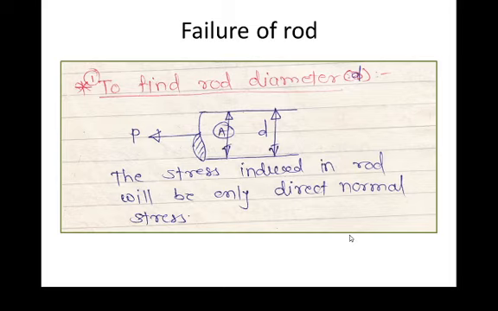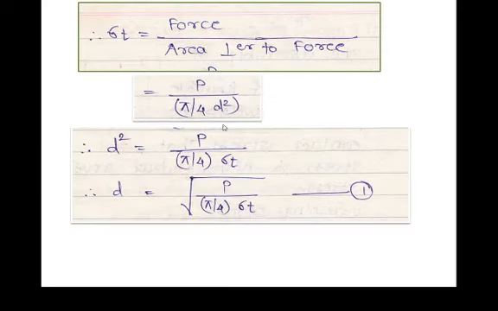Now first of all, we need to calculate the diameter of the rod. The rod is subjected to tension. Generally, knuckle joints are used in tension only; they are not preferred for compressive loads. As it is subjected to tension, sigma T is the normal stress, that is force divided by area, P divided by pi by 4 into d square. Therefore, d will be calculated as the square root of P divided by pi by 4 into sigma T. This is the formula for the diameter of the rod.